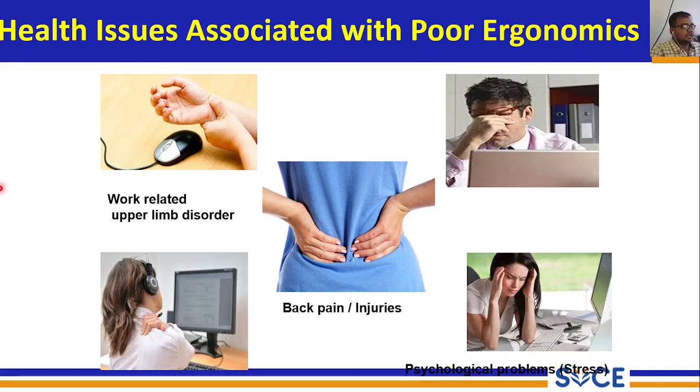The next category is back pain and injuries, because predominantly we are sitting in front of the system and working. And obviously the more important issues which are faced quite often are eye-related problems, predominantly dry eyes and eyesight power problems at early ages. And also there are psychological problems in terms of stress which are incurred by the persons.